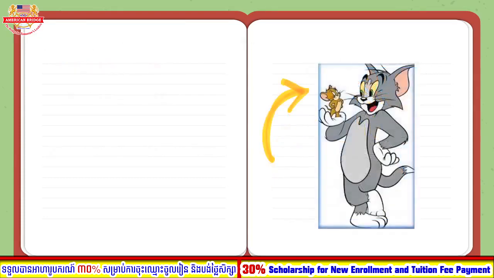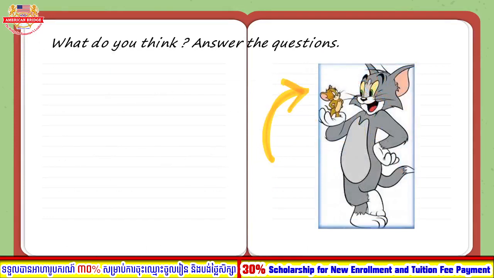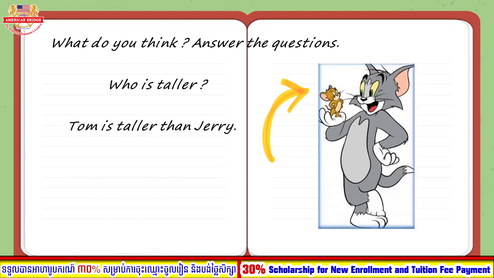This one is Tom and Jerry again. So the question is, who is taller? Can you guess it, everyone? Who is taller, Jerry or Tom? Great, the taller is Tom, right? So the sentence that you need to make in comparative is: Tom is taller than Jerry, right? Now let's move to the next one.